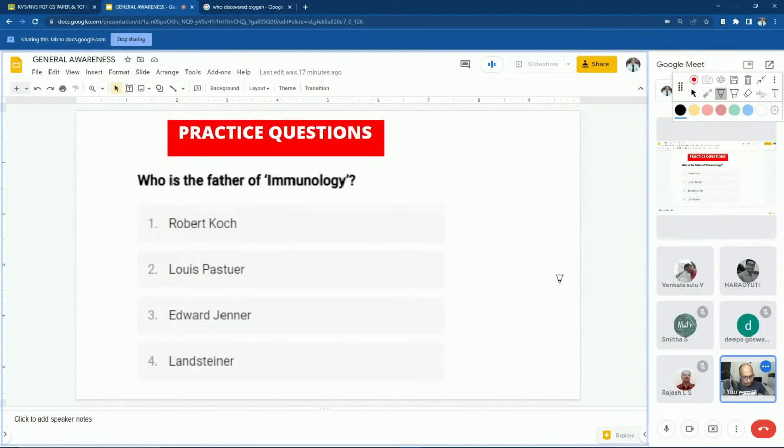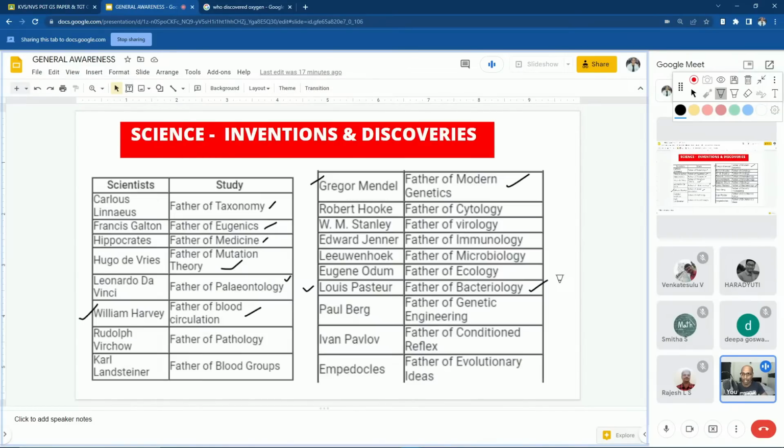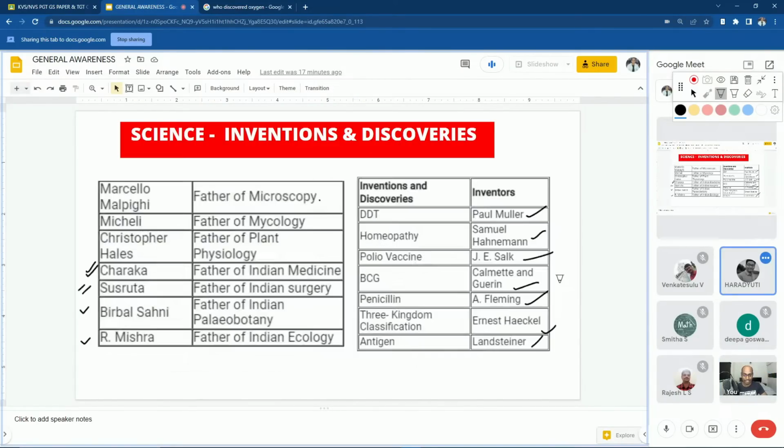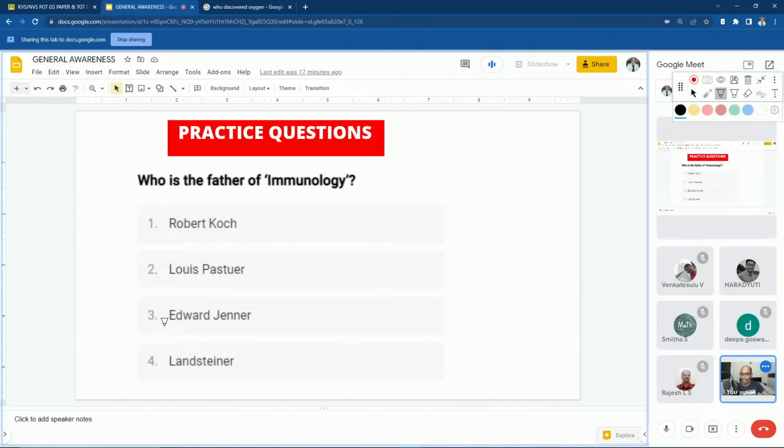Yes. Right. Now let us go to the second question. Ghoshji, please read the question. Who is the father of immunology? Robert Koch, Louis Pasteur, Edward Jenner, Landsteiner. Just now we read fathers. Father of immunology. Shall I go back to the previous slide? Wait, one by one. Let him also answer. Ghoshji, now let us go to fathers. Now find out where is immunology and who is the father of immunology. Quickly. Edward Jenner. Right. So the father of immunology is Edward Jenner. Is that your answer, Rajesh sir? Yes, sir. Right.